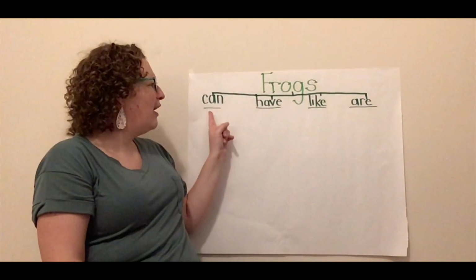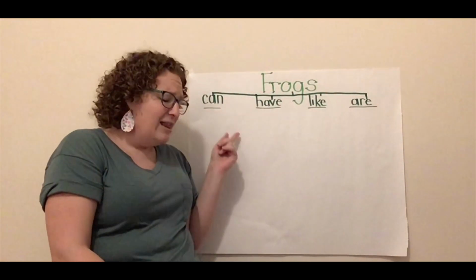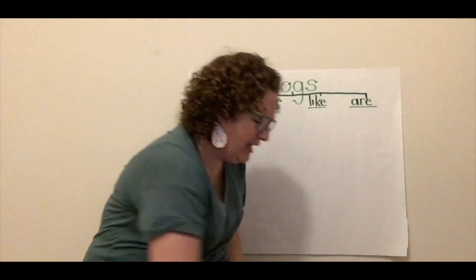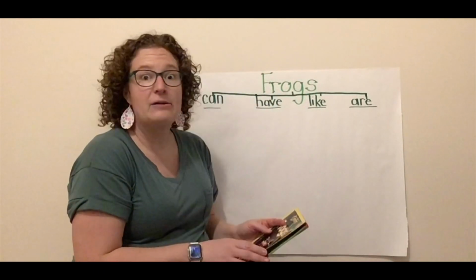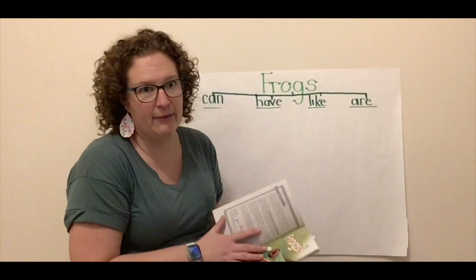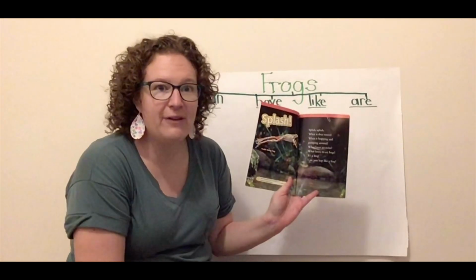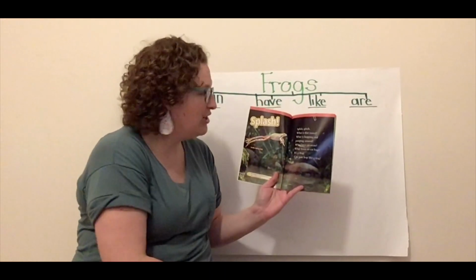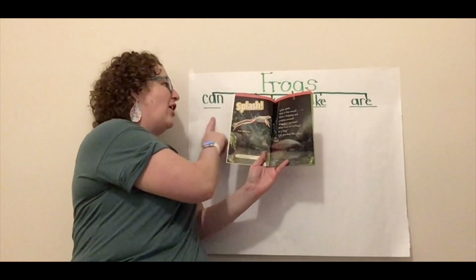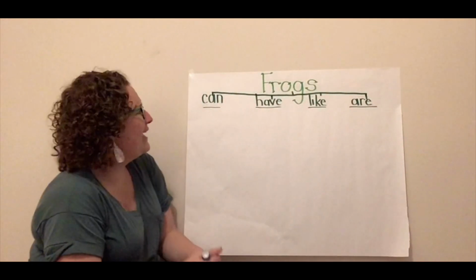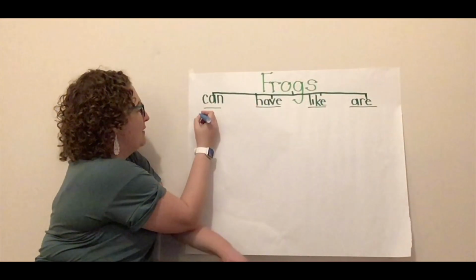So we can say frogs can, and when I think about our book, I can think about frogs can, and I know jump, and I remember, and I'm going to refresh your brains. The very first page is that frog jumping. So that's my frogs can jump. So I'm going to make sure I write jump in the can category. So jump.